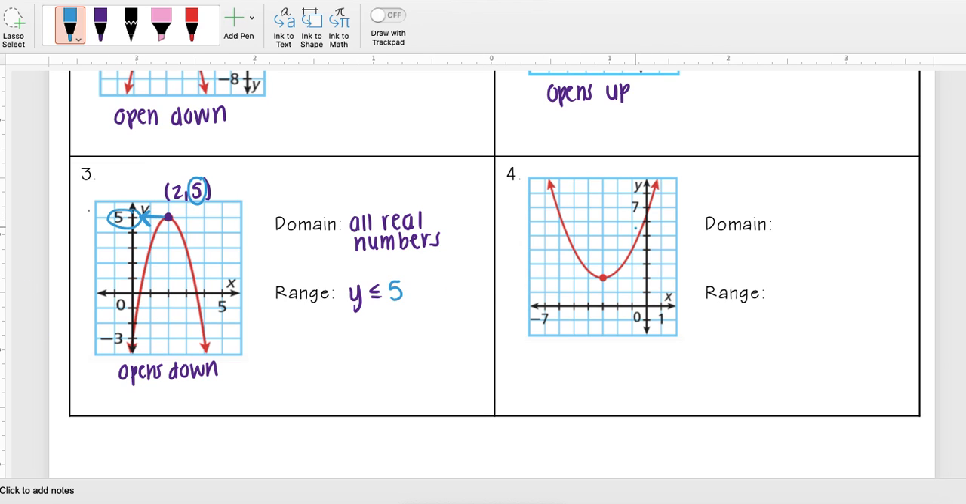Okay, go ahead and pause the video and try and do that last one. So the answer you should have gotten here was domain is all real numbers, and the range is y is greater than or equal to 2.